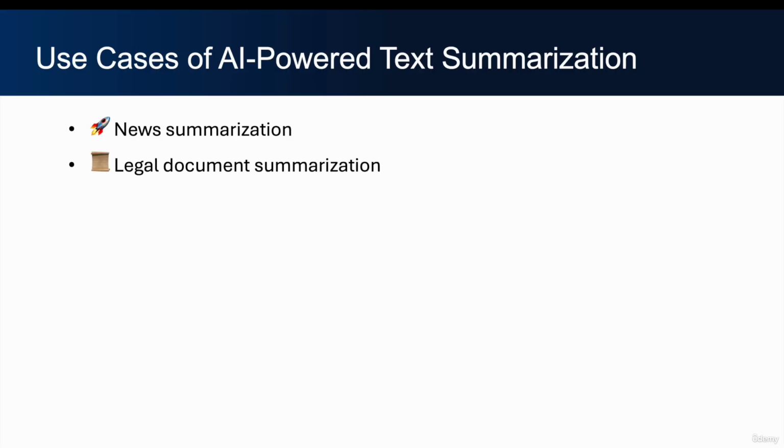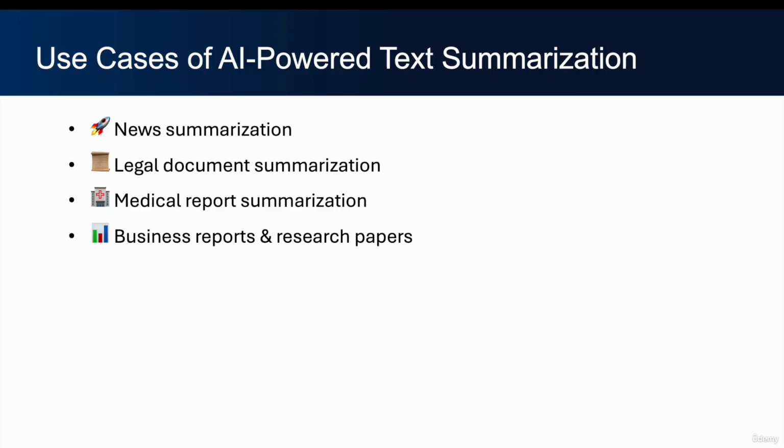The use cases of AI-powered text summarization include news summarization, where we can quickly extract key points from articles; legal document summarization, to reduce lengthy contracts to essentials; medical report summarization, where we can extract vital information from medical reports; business reports and research papers, where we can generate executive summaries; and content summarization, where we can condense long blogs and articles. So if you see, there are so many use cases for them.